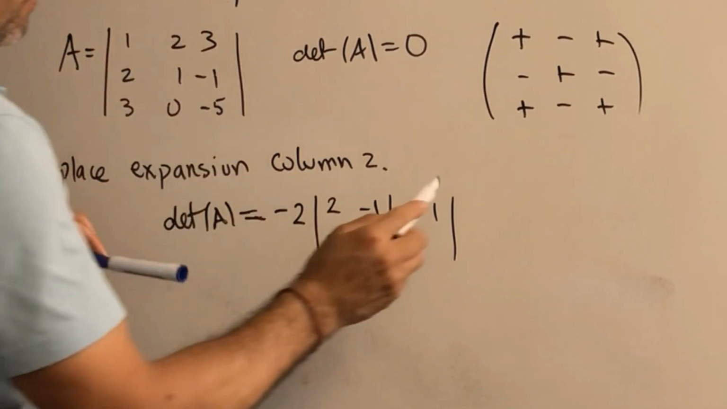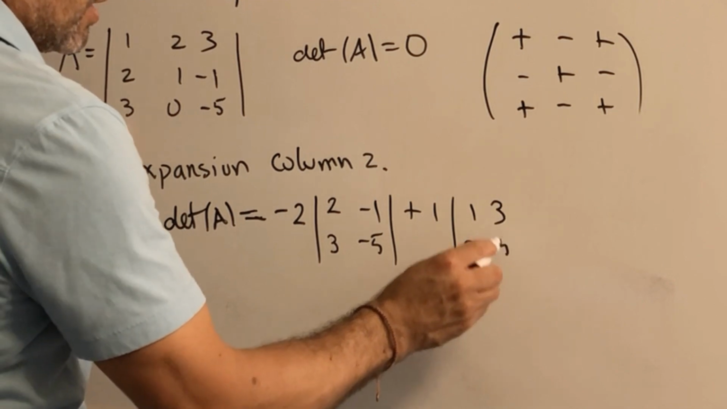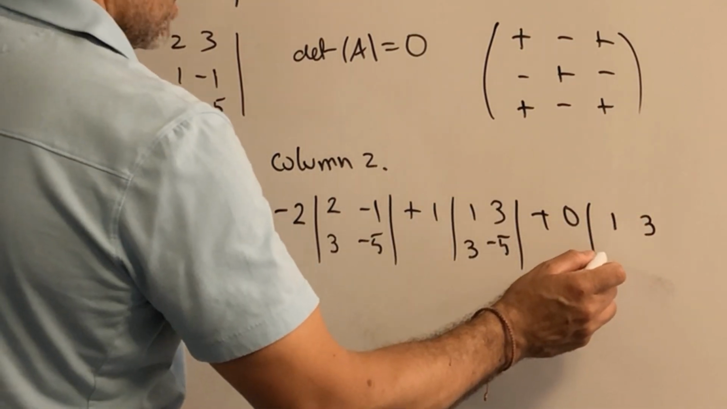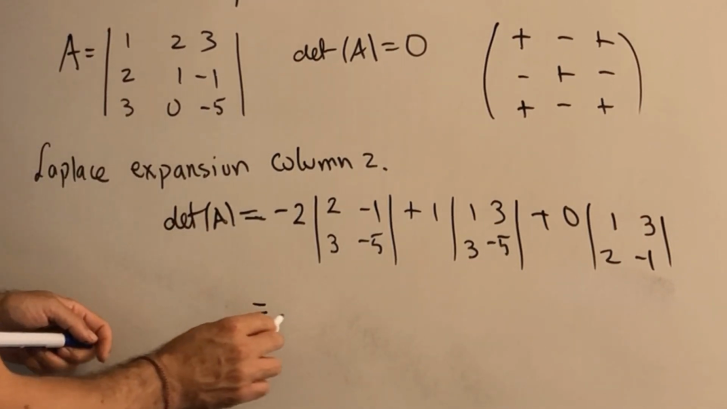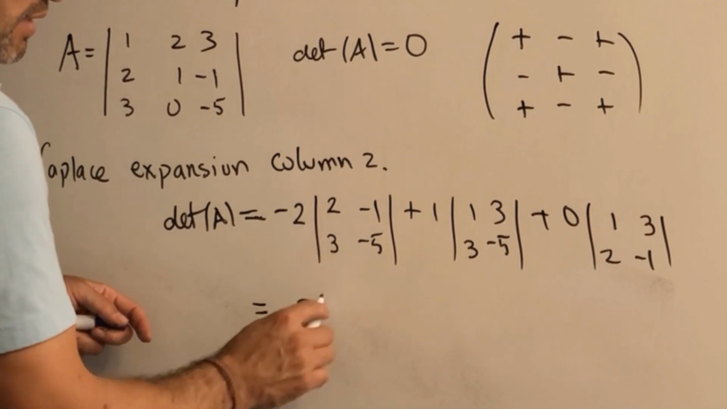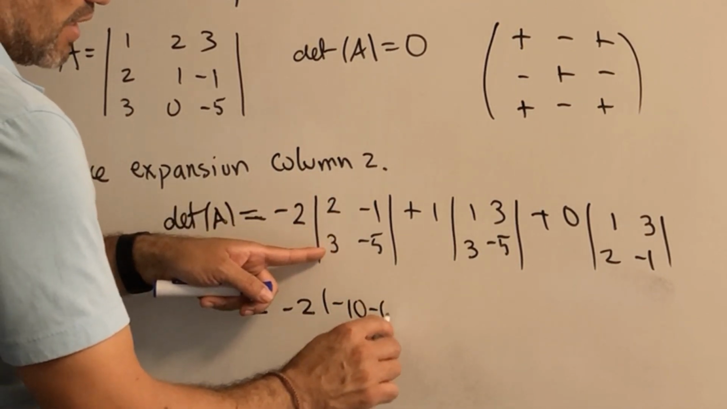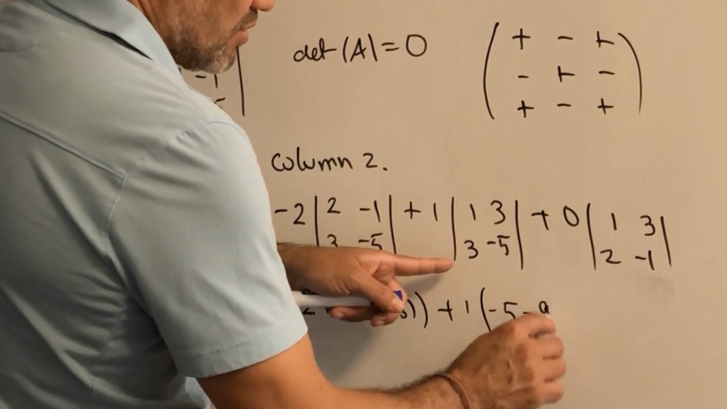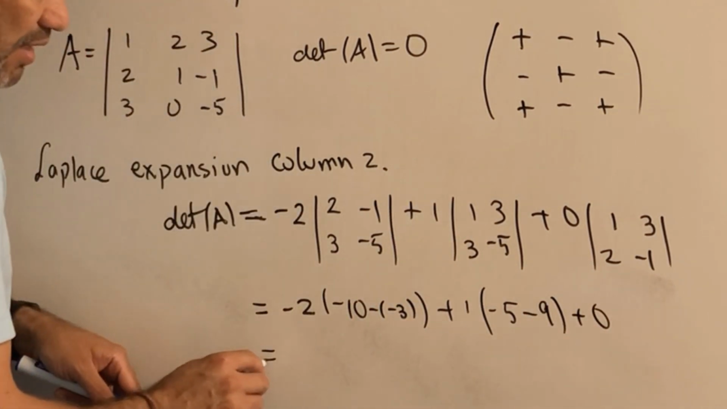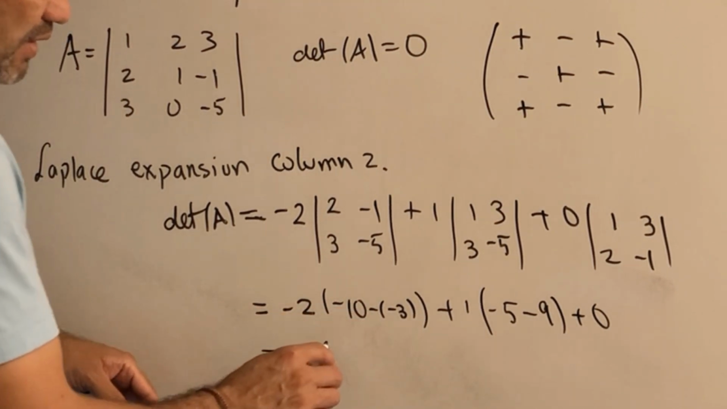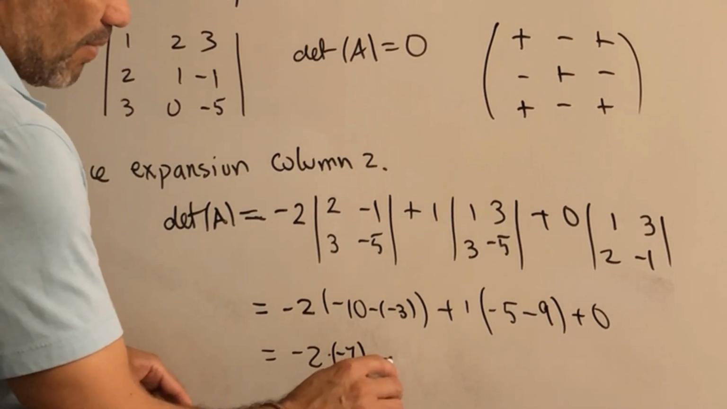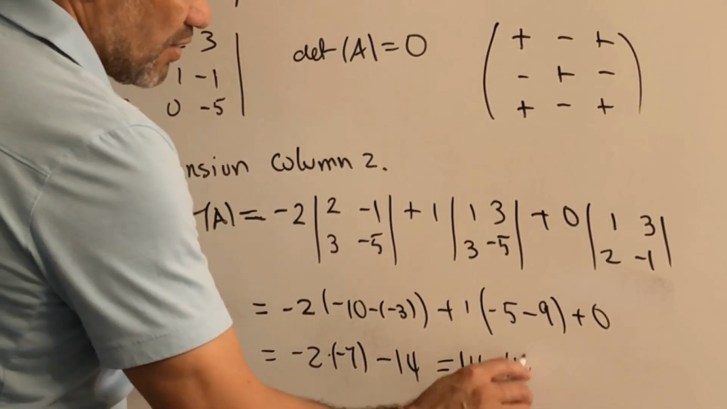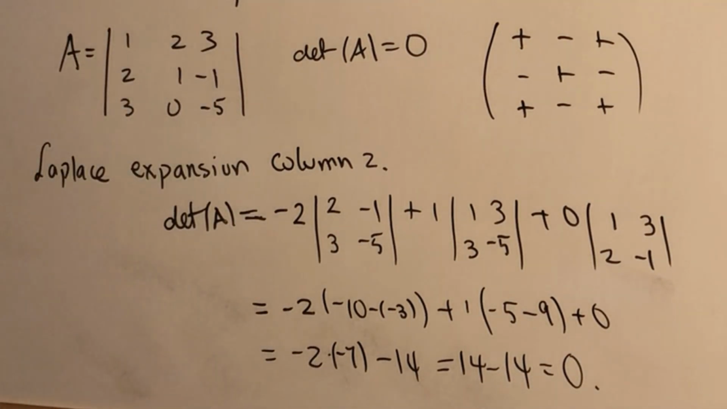1, 3, 3, negative 5. And then plus 0 times the determinant of 1, 3, 2, negative 1. And then this is going to be negative 2 times, this is negative 10, minus negative 3, plus 1 times negative 5 minus 9, and then plus 0. Then we have negative 2 times, this is times negative 7, and then minus negative 5 minus 9 minus 14, and this is 14 minus 14, which is equal to 0.